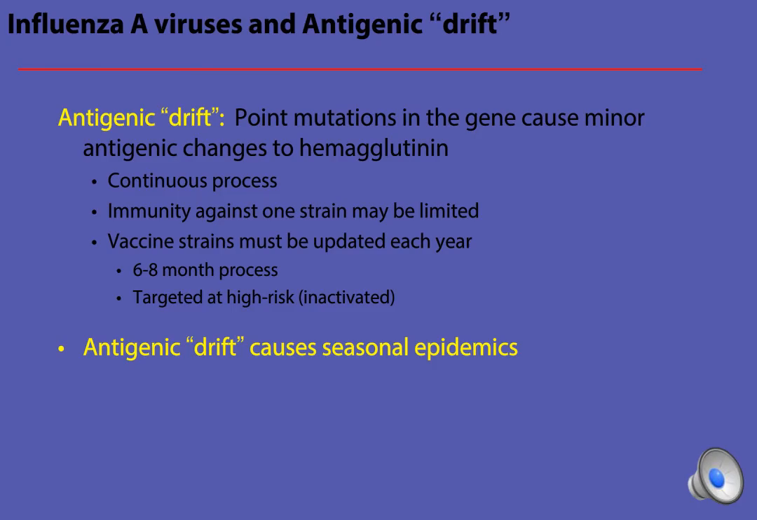Influenza viruses are susceptible to two things. The first thing I want to talk about is antigenic drift. So these are point mutations in the virus which cause minor antigenic changes to the hemagglutinin surface protein. It's a continuous process, and immunity against one strain may be limited. That's why vaccine strains must be updated each year. It's a 6 to 8 month process to do that, and it's targeted at high-risk H antigens, which are seen in the southern hemisphere that year. So antigenic drift is what causes seasonal epidemics.